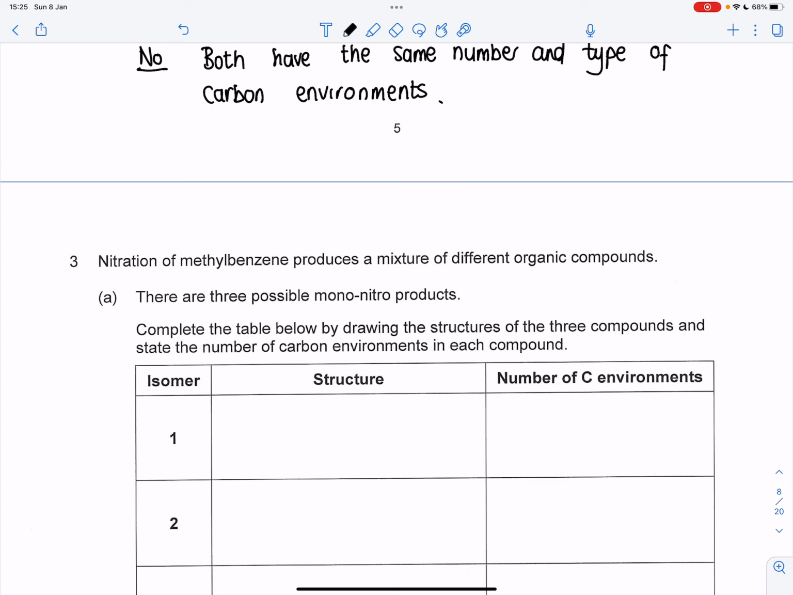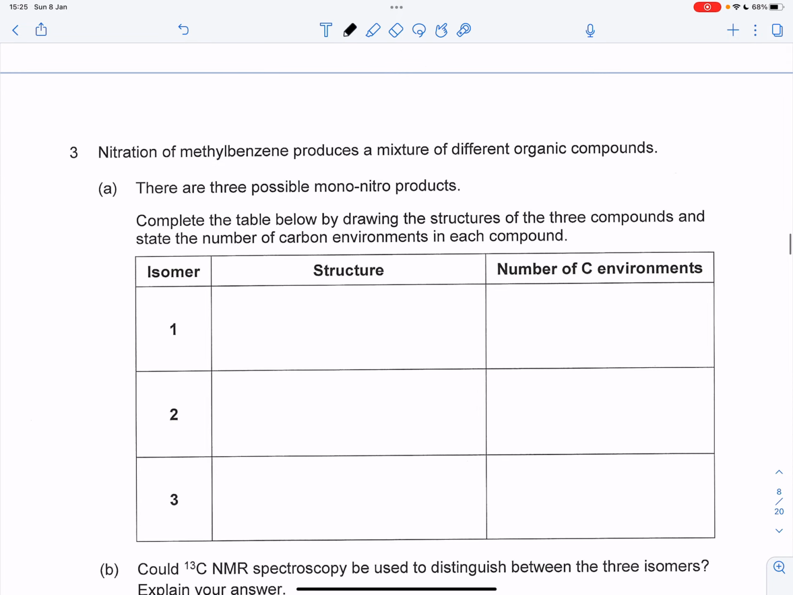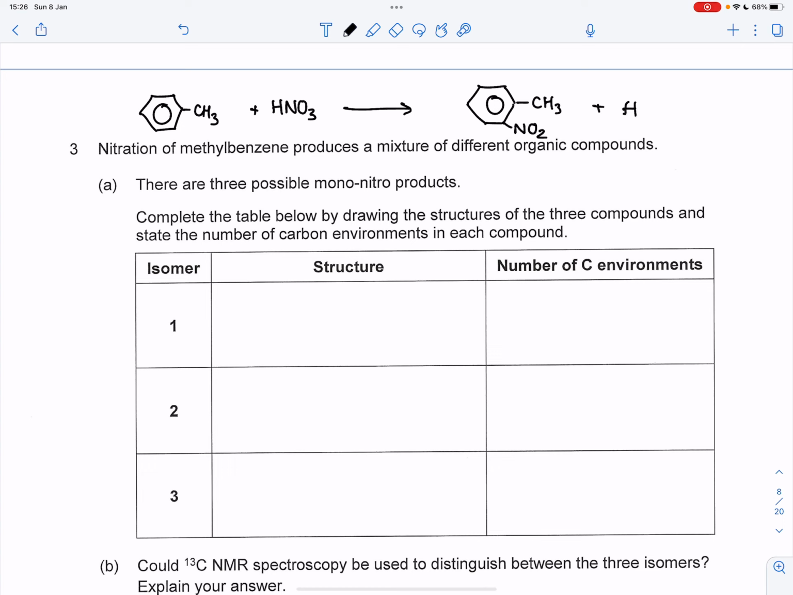Our last set of examples on carbon NMR is, without looking at some spectra, just to predict some things. So it says nitration of methyl benzene. So you might want to rethink about what that is, but methyl benzene is a benzene ring with a methyl group on it, and nitration is the reaction that uses nitric acid and a concentrated sulfuric acid. You should know this mechanism, but we're going to be adding a nitro group, or substituting a hydrogen for a nitro group, and making some water in an electrophilic substitution mechanism. It's many steps.